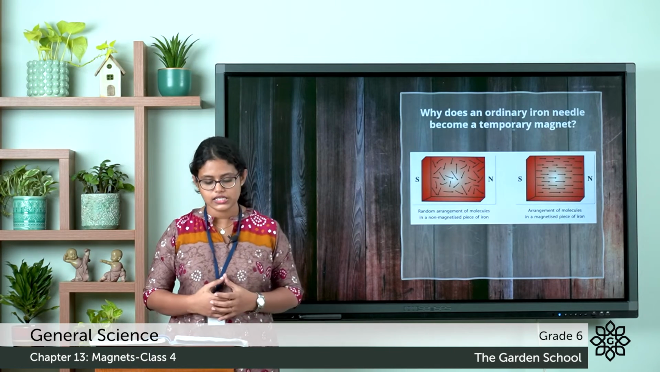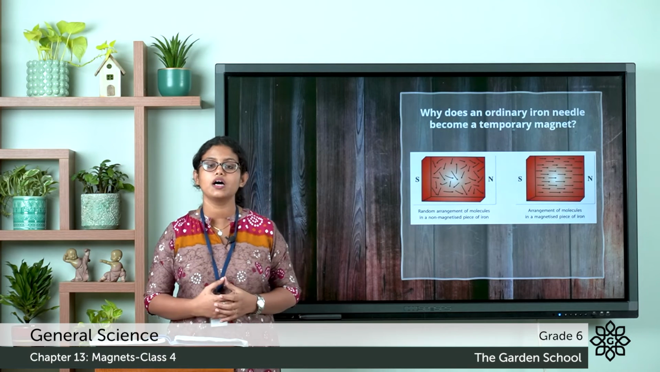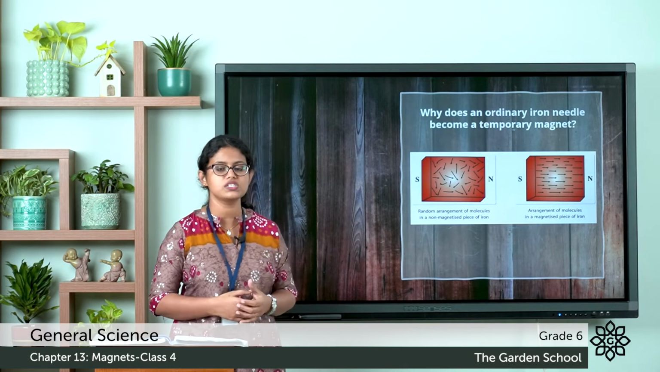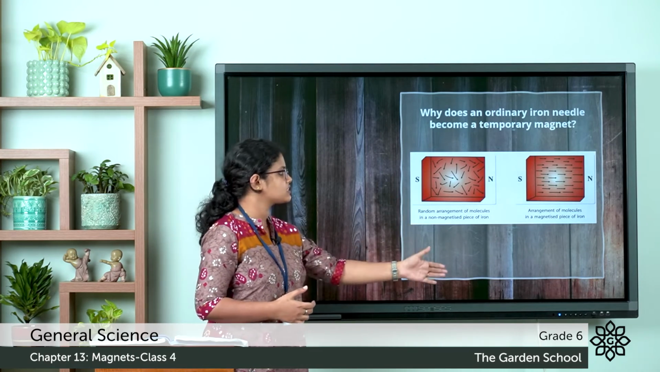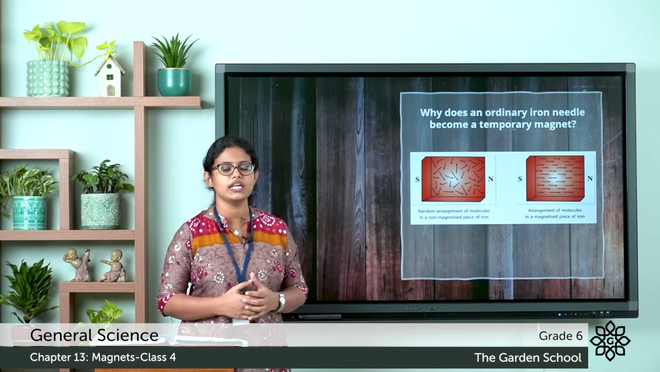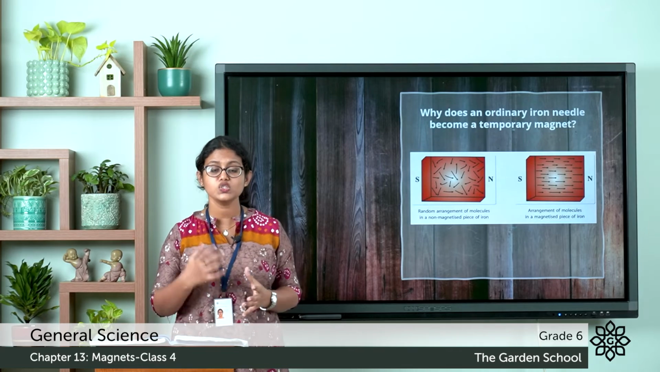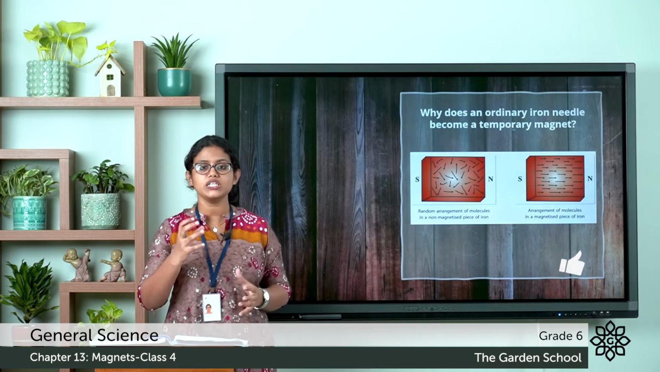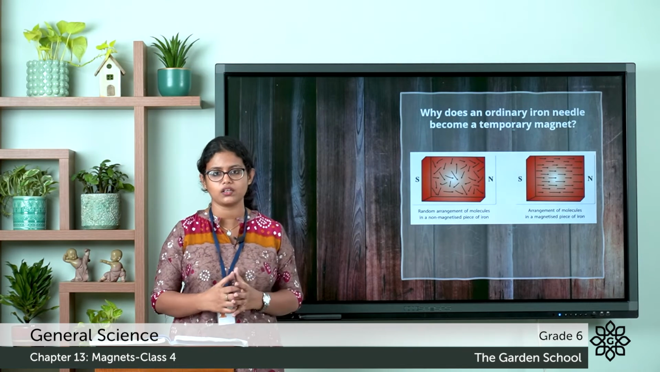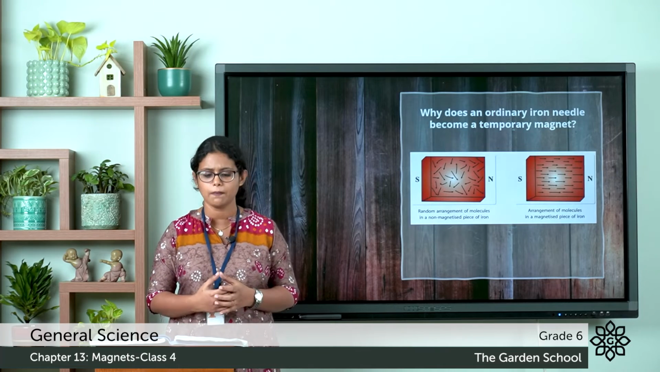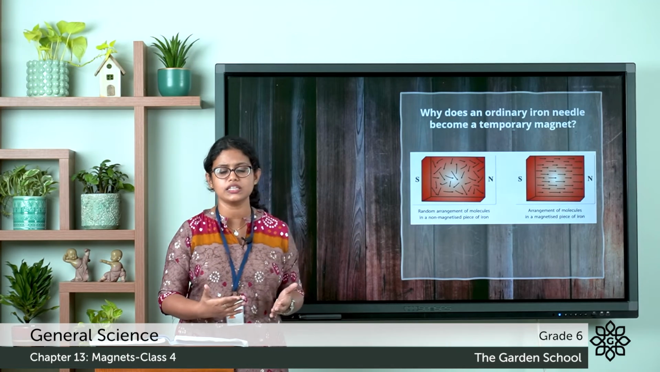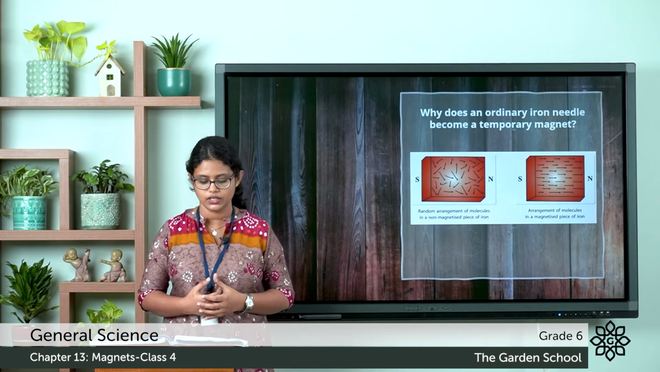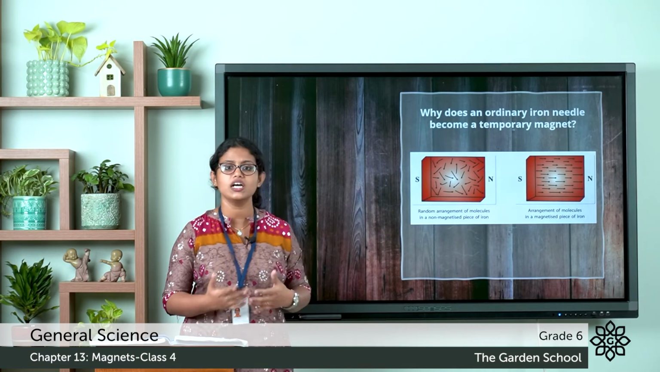The next is, why does an ordinary iron needle become a temporary magnet? Here you can see a random arrangement of molecules in a non-magnetized piece of iron, and there you can see the arrangement of molecules in a magnetized piece of iron. We know that an iron piece is made up of iron molecules, and in a magnet each of these molecules behaves like a magnet, and therefore it remains in the north-south direction. And what about a non-magnetized iron needle? Here the molecules are arranged in a random manner.